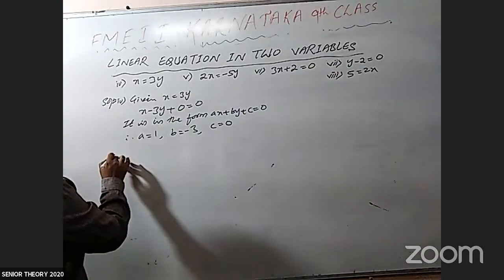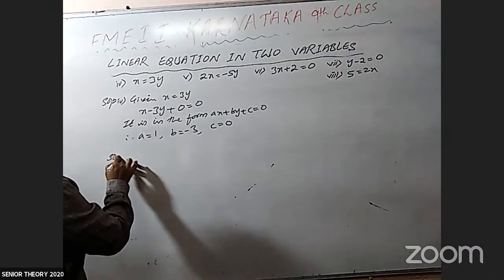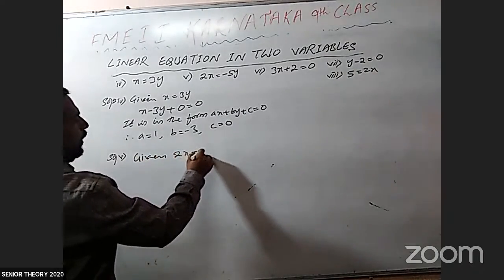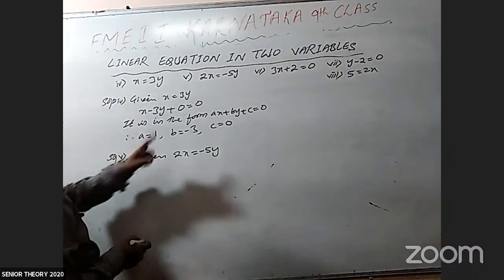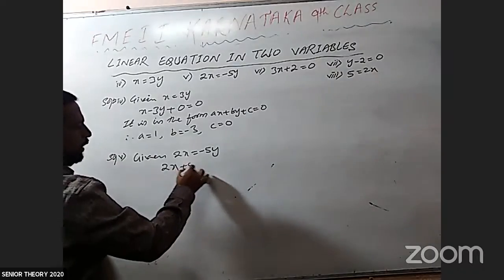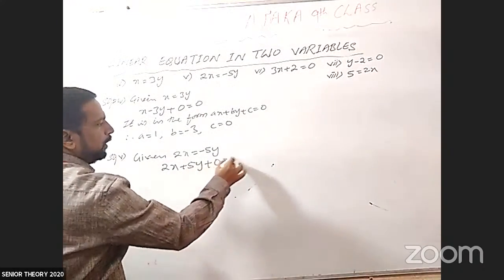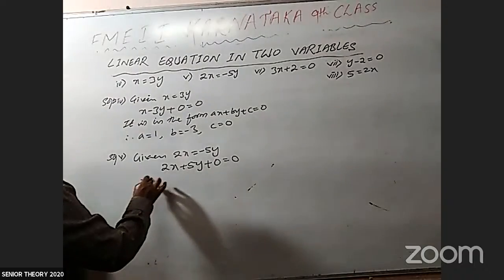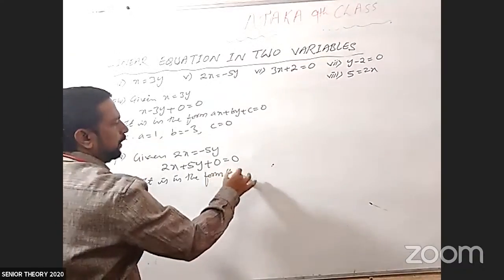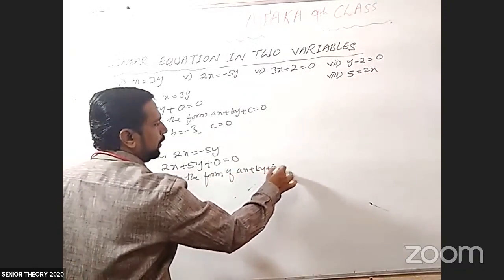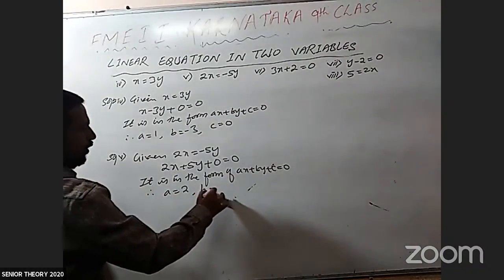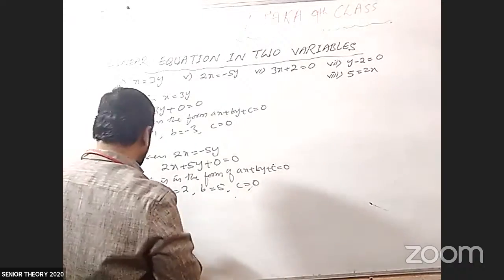Next one, number 5. Question number 5, given equation is 2x equal to minus 5y. Here also there is no constant term. So we will write like this: 2x plus 5y plus 0 equal to 0. So it is in the form of ax plus by plus c equal to 0. Therefore, value of a is 2, value of b is 5, and value of c is 0.